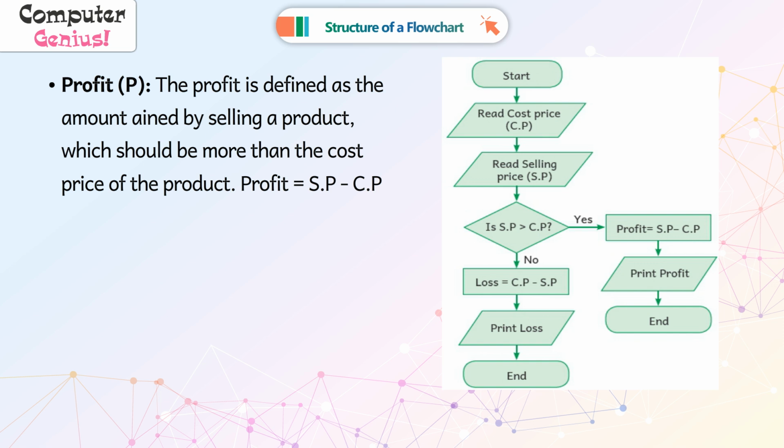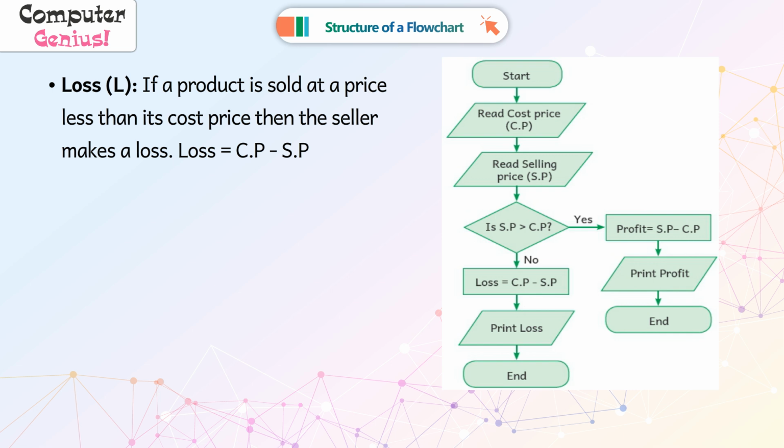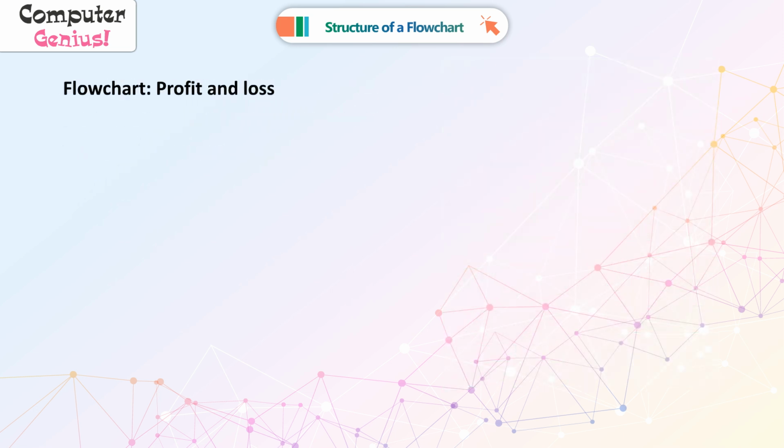Profit, P. The profit is defined as the amount gained by selling a product, which should be more than the cost price of the product. Profit is equal to SP minus CP. Loss, L. If a product is sold at a price less than its cost price, then the seller makes a loss. Loss is equal to CP minus SP.